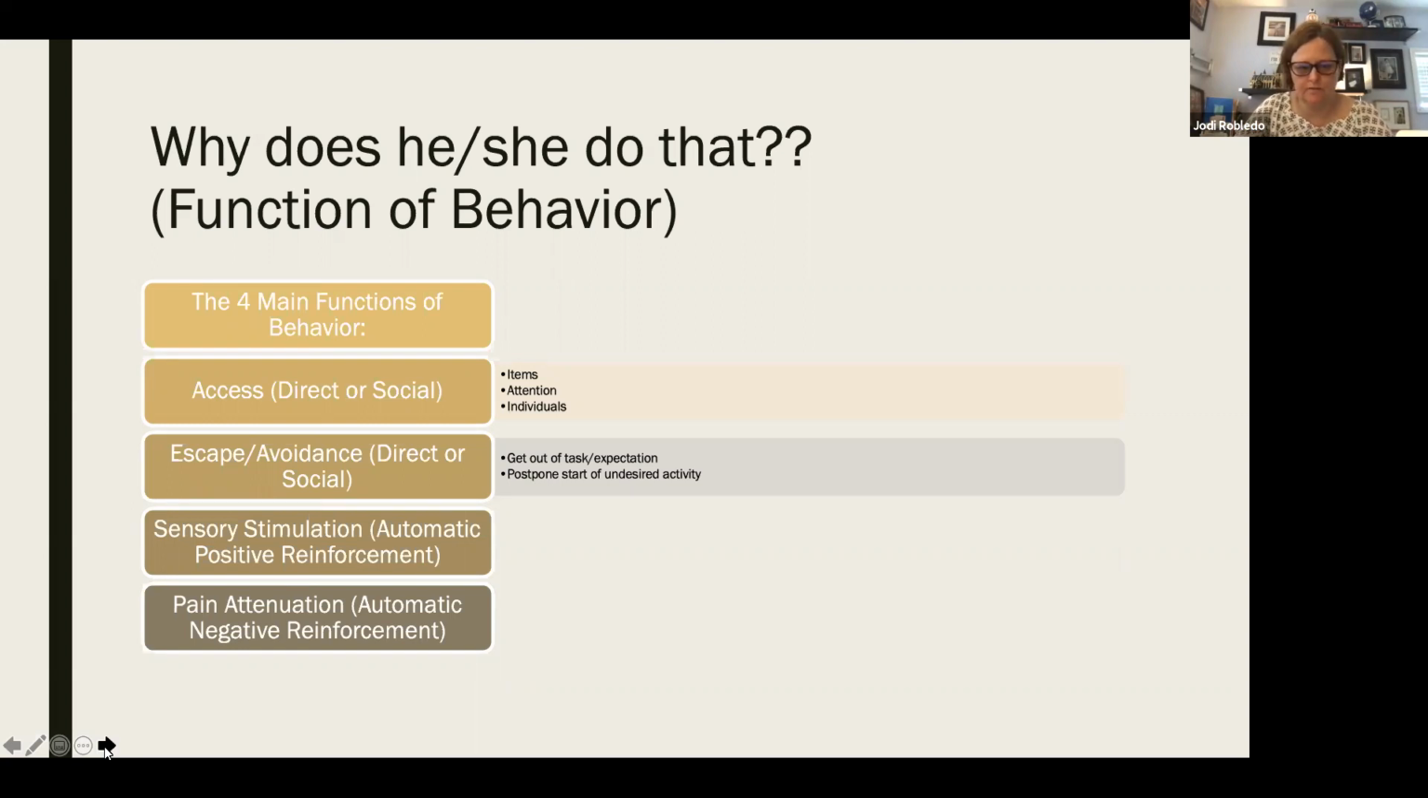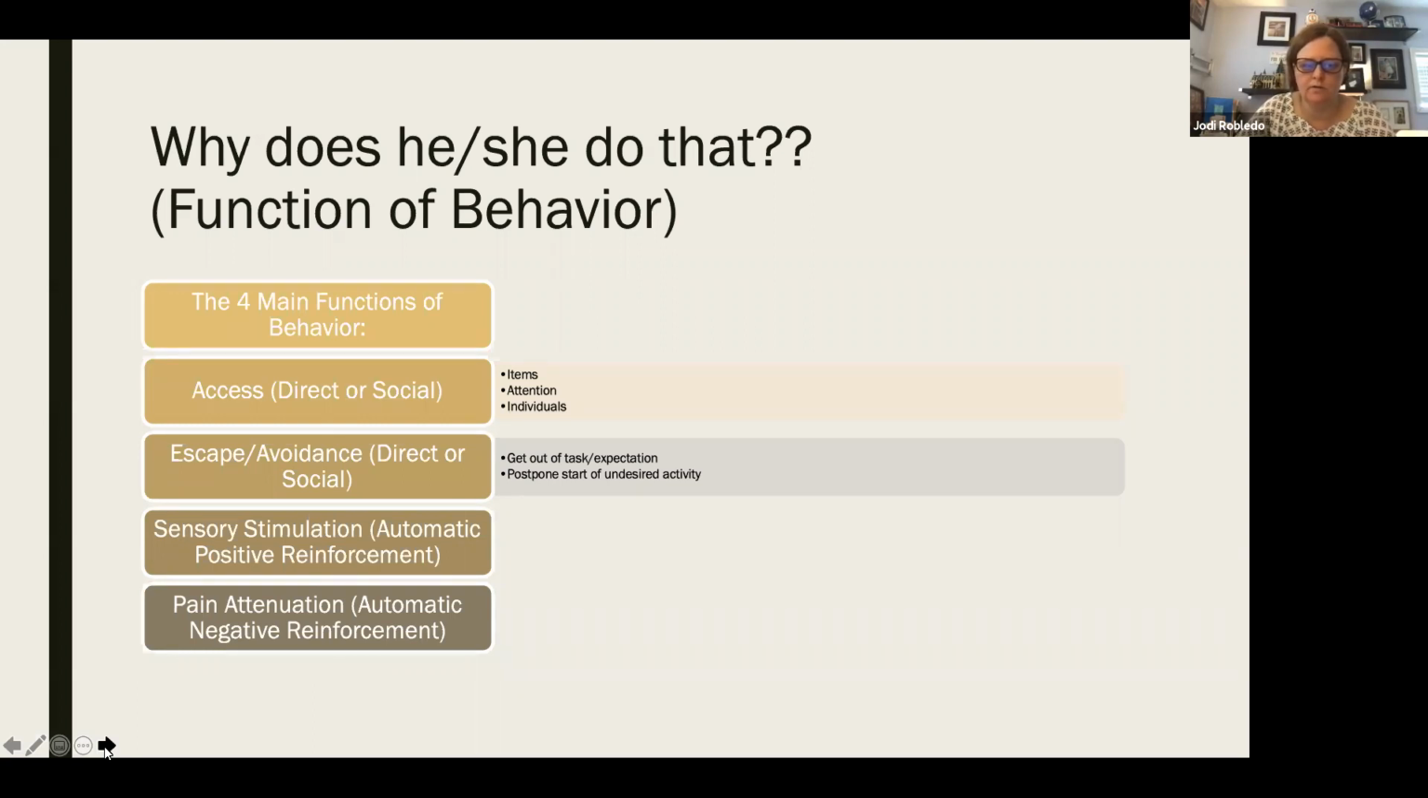So there's also escape and avoidance, and that can be either direct or social, meaning they can directly escape or avoid, and they don't need someone else to help them do it. Other times they might need someone to help them avoid a situation, so they might look for social escape or avoidance. So escape and avoidance is to get out of a task or expectation, and sometimes it's simply to postpone the start of an undesired activity so that they will eventually do it, but they're doing something else to avoid or escape it.